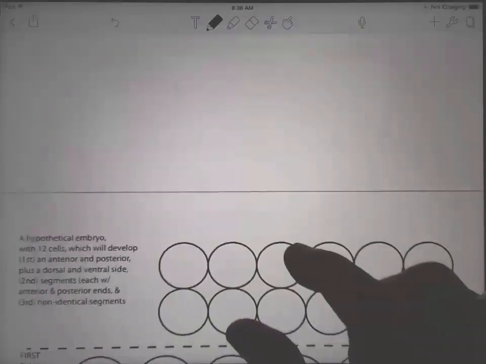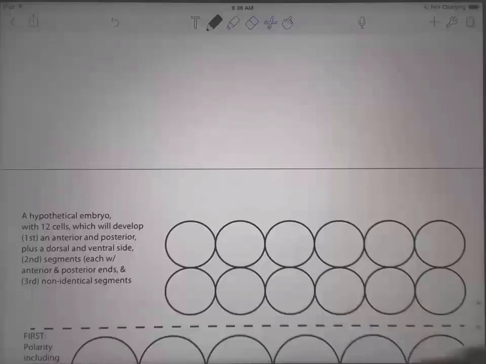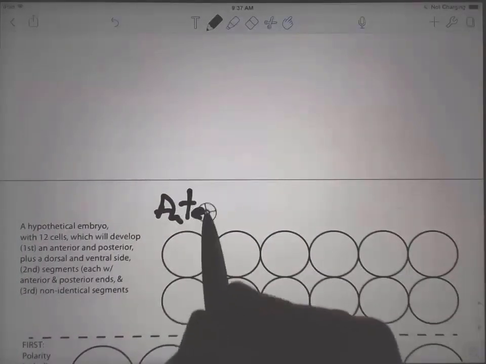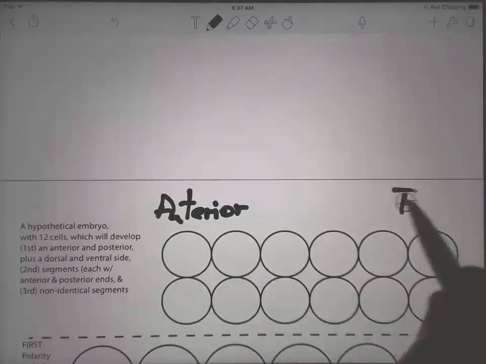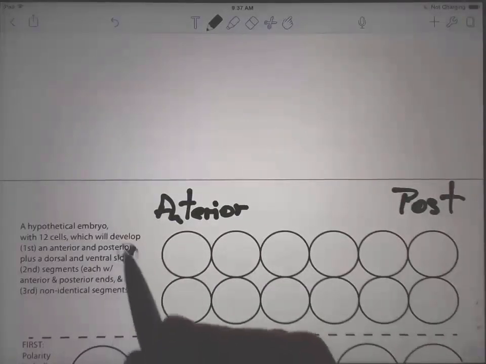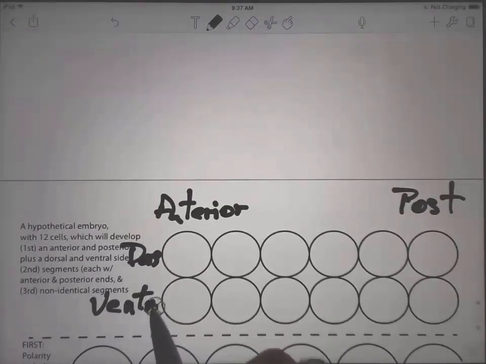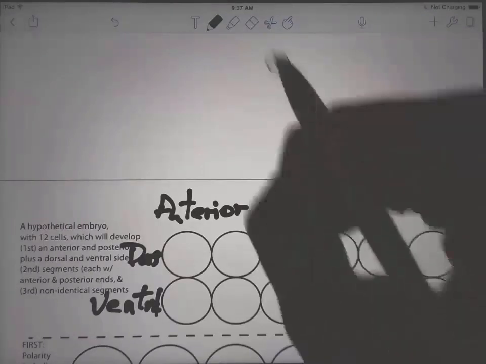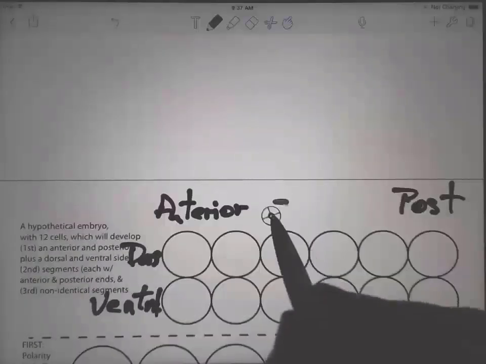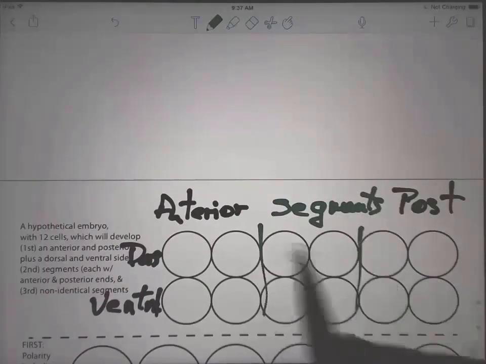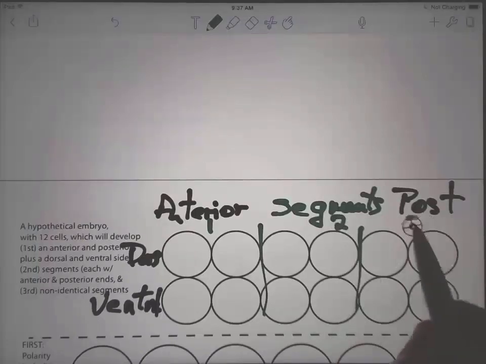It has 12 cells, and it's going to develop first into an anterior with a posterior. It has a dorsal and a belly, ventral side. It would also have a lateral left and right side. We won't show that. And in addition, this one is going to have 3 segments. One, 2, and 3.